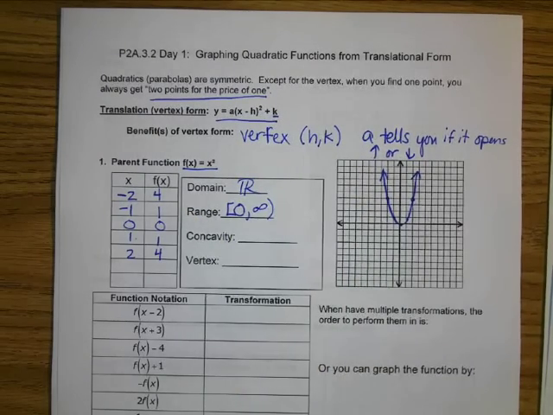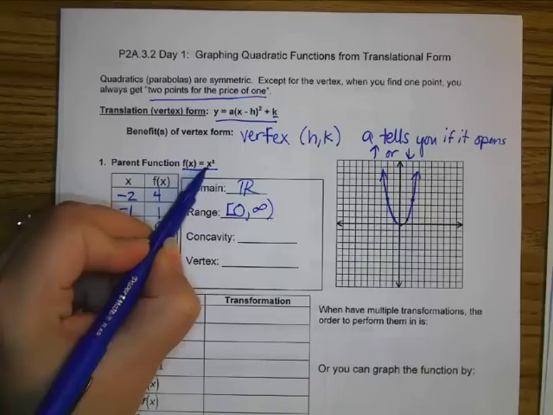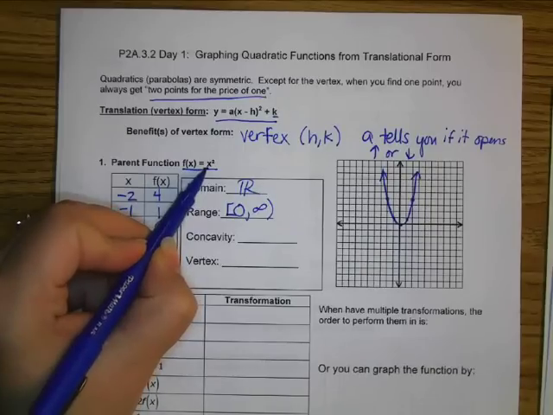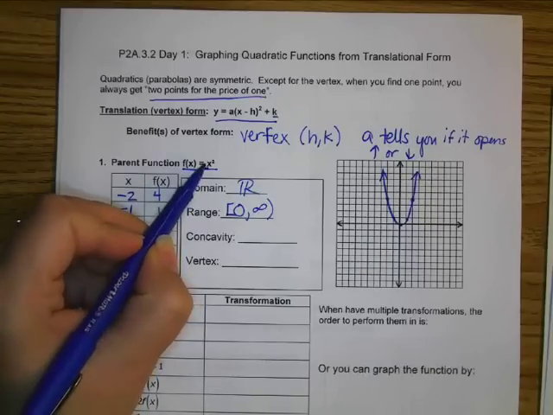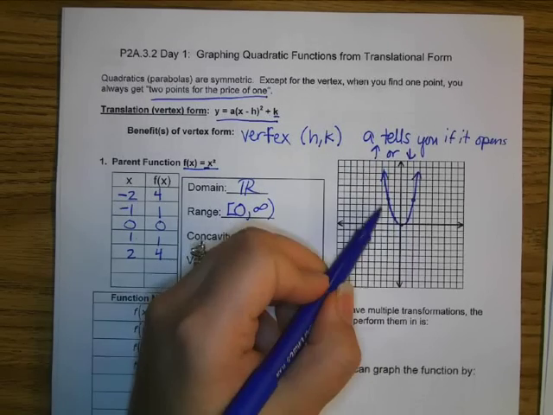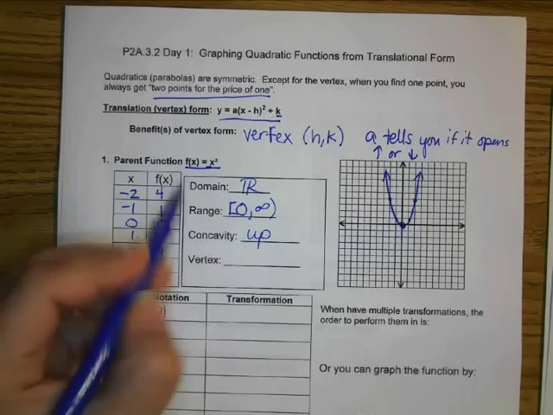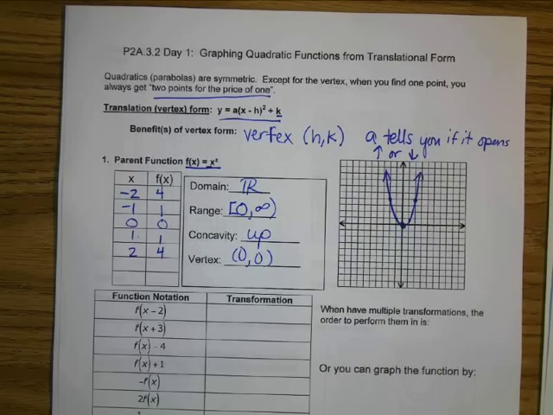Concavity tells you if the graph opens up or down. So you look at the leading coefficient here, and it's positive 1. Because the concavity is positive, the graph opens up. And you can also look: obviously, our graph opens up. And our vertex, here it is, is (0, 0).